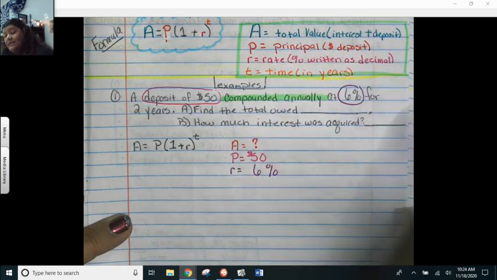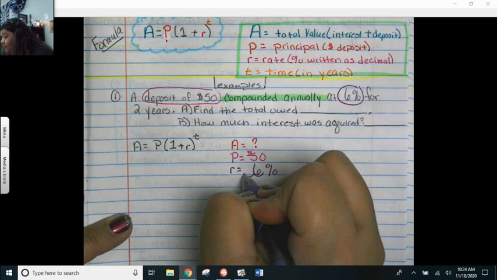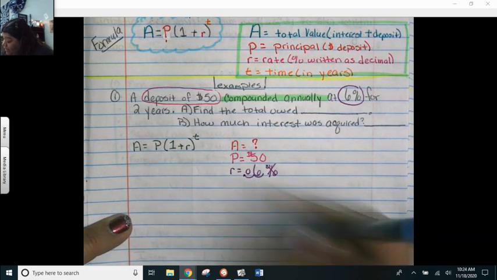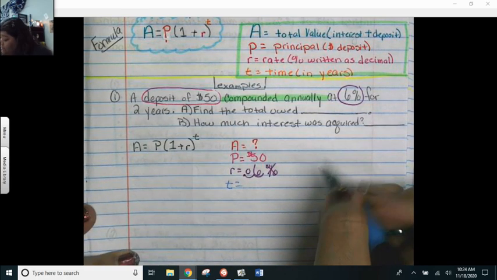But you remember that percent has to be written as a decimal. So I'm going to go ahead and go 1, 2, and drop the percentage. Okay. And then I do have my little T here for time and years. It has to be in years. So look for the years.